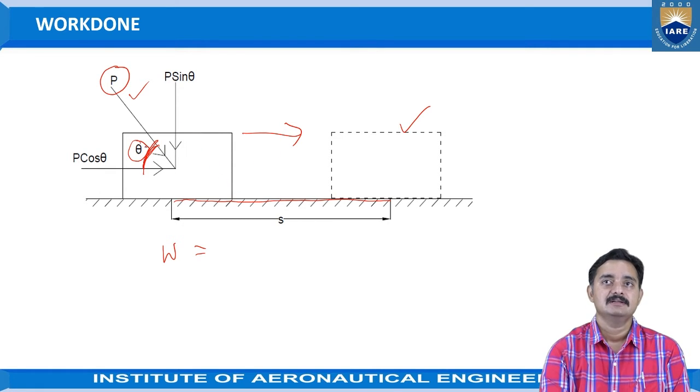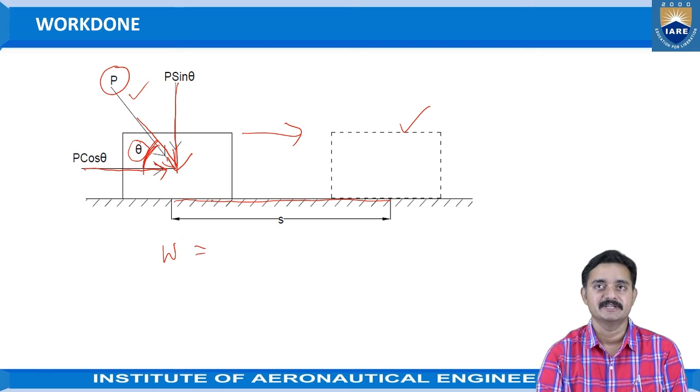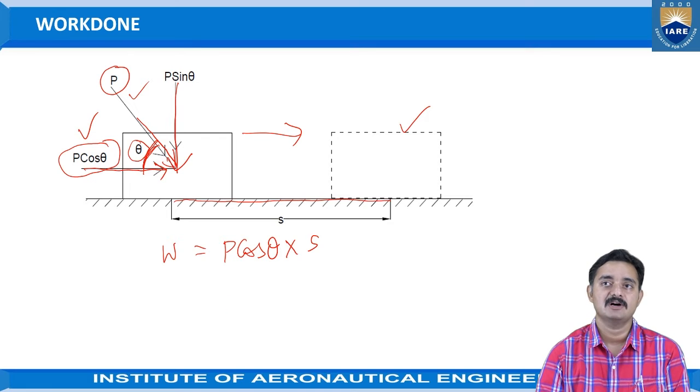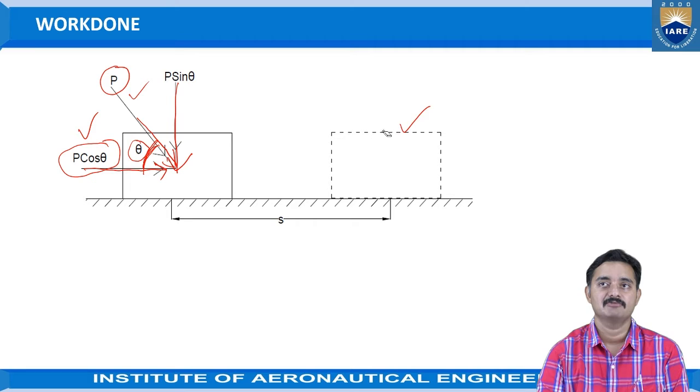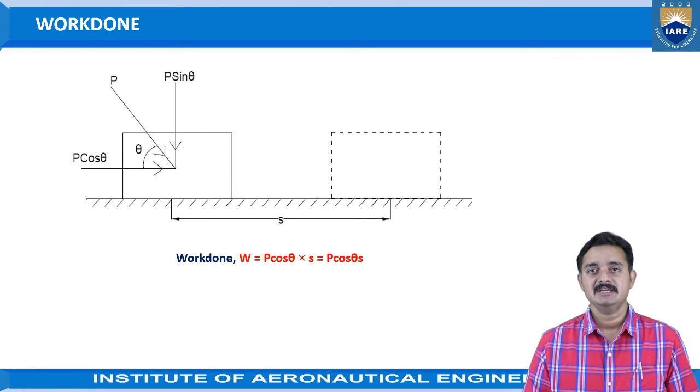So what we will do is resolve this inclined force into mutually perpendicular components, so that this is your vertical component and this is your horizontal component. Now we can say there is a force involved in the direction of the movement of the object, and that force is P cos theta. So P cos theta is the force involved in the movement of the object, into the distance moved by the object, which is S. This is how we need to consider the work done: always with the forces that are involved in the direction of the movement of the object. So the value is P cos theta S.